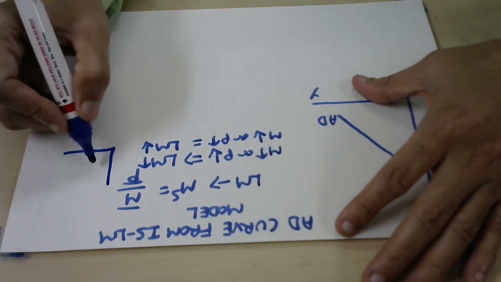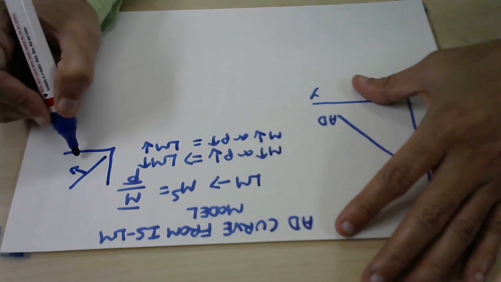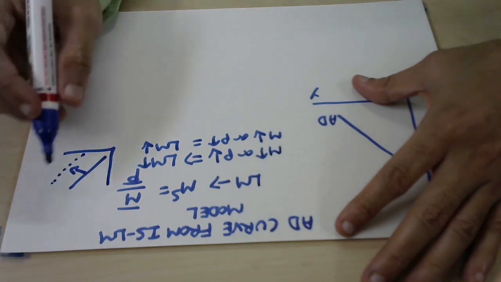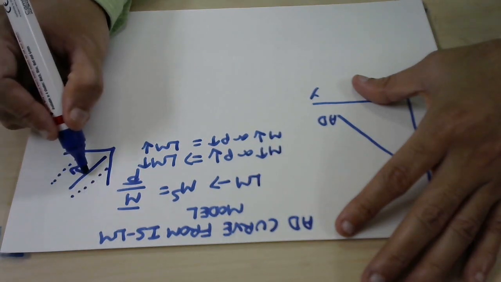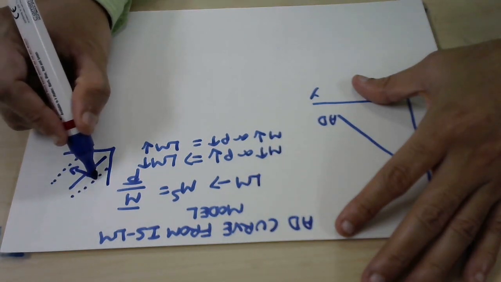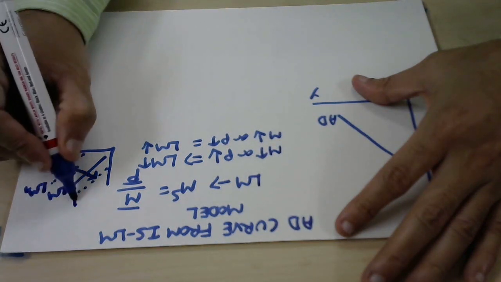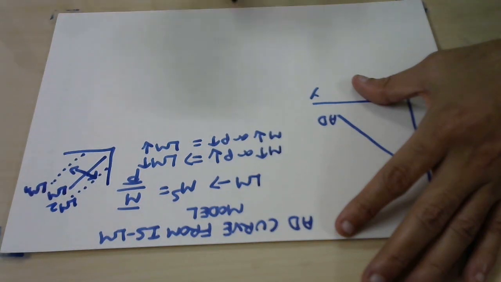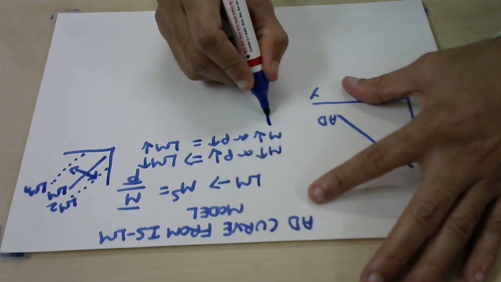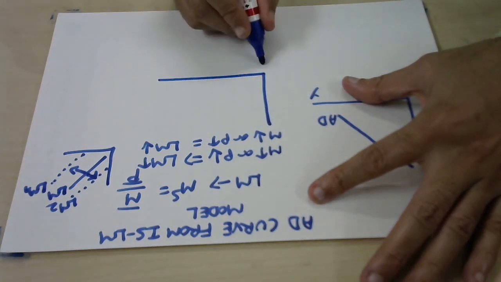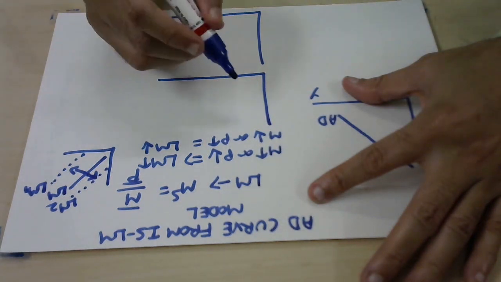The upward arrow is for a rightward shift, and a downward arrow is for a leftward shift. This is my LM curve, this is LM1, this is LM2. Now, let us consider the ISLM model and derive the aggregate demand curve.